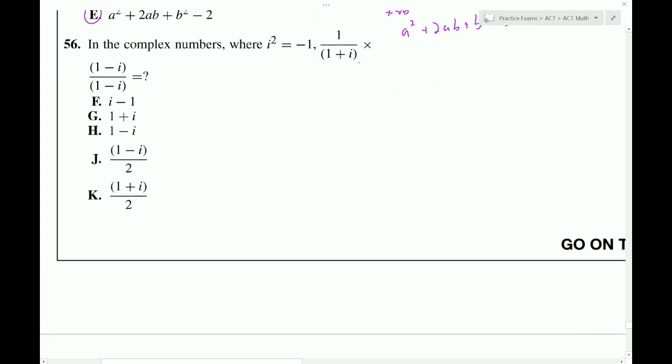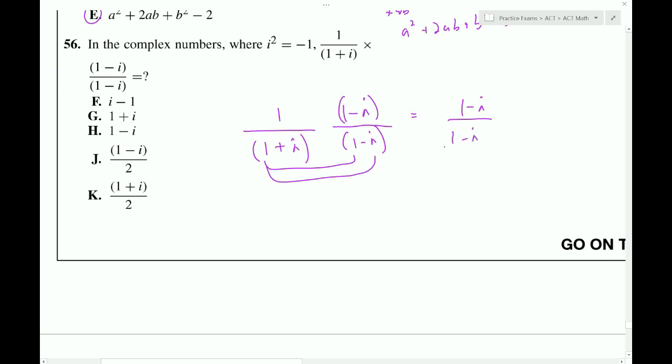In the complex numbers, where i squared is equal to minus 1, 1 over 1 plus i, times 1 minus i over 1 minus i. What does this equal? Well, for starters, we can cancel these out and we get 1 over 1 plus i, but of course it can't be that easy, right? So instead, we should try multiplying it out. So on the top we get 1 minus i. On the bottom we have to FOIL. We get 1. The outer gives minus i. The inner gives plus i. And then the last gives minus i squared.